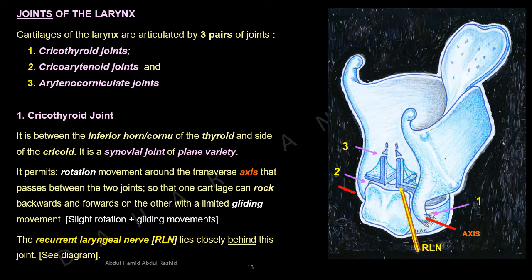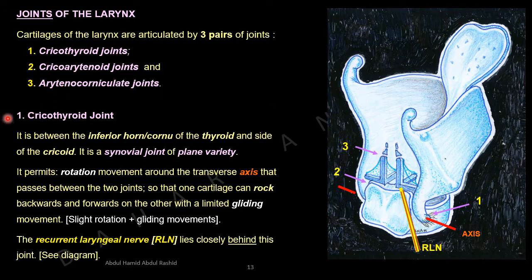Joints of the larynx. Cartilages of the larynx are articulated by three pairs of joints. Number one, cricothyroid joints between the cricoid cartilage and the thyroid cartilage. Number two, cricoarytenoid joints between the cricoid cartilage and arytenoid cartilage. And number three, arytenocorniculate joints between the arytenoid cartilage and corniculate cartilage.